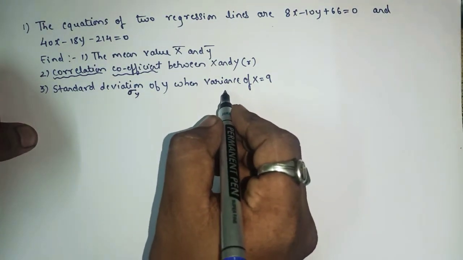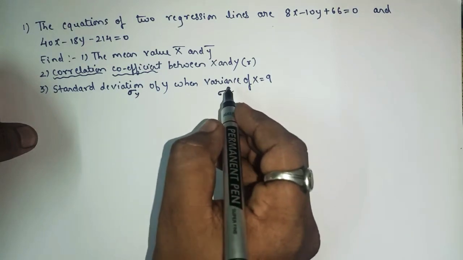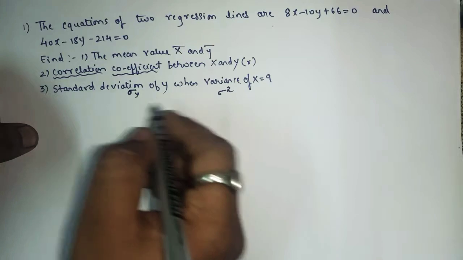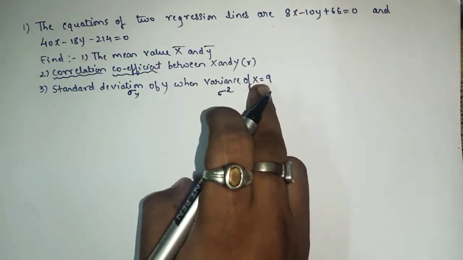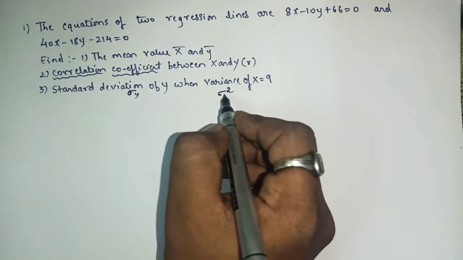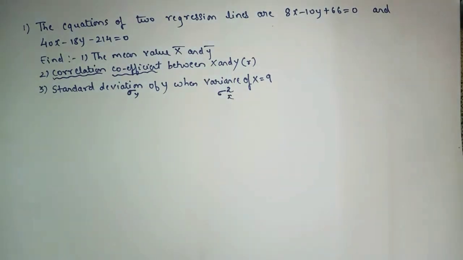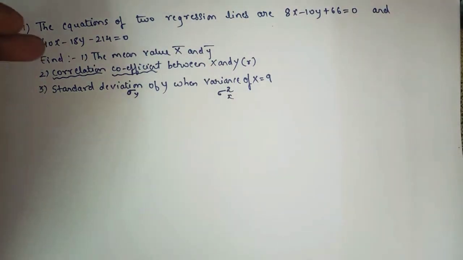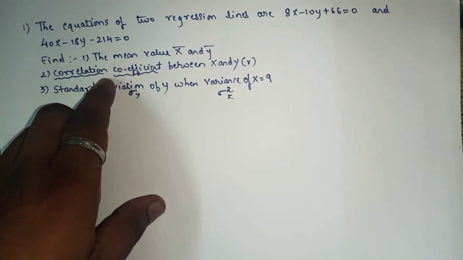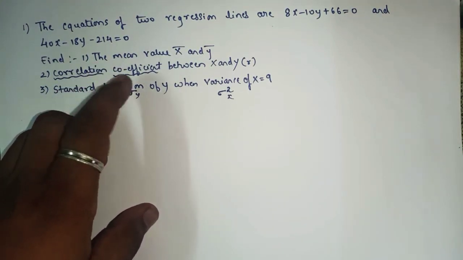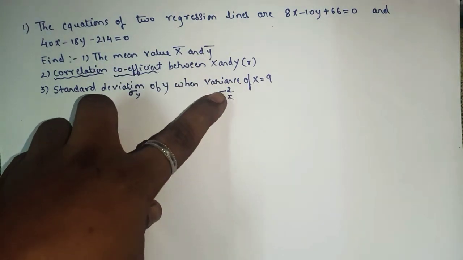Variance means what? Standard deviation square. Yes or no? All these things we had seen in the first lecture. So variance of x, we'll write standard deviation square, and in the base you will write x. So in each and every sum you will see that you have to find the mean value, the correlation coefficient, and in some sums you have to find the standard deviation when the variance is given.